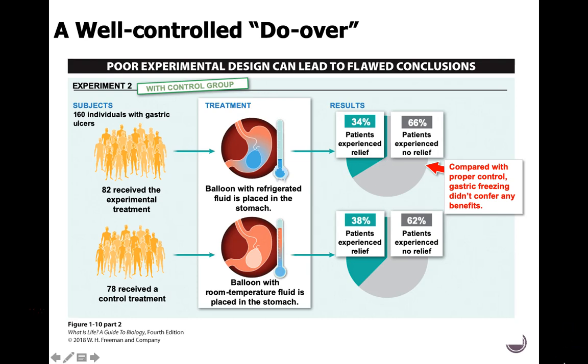So, that group of people, there's a lot of reasons they could have all been shown relief. They could have all had relief because they were expecting relief. This is called the placebo effect, and we'll talk about that in a few minutes. They were all expecting to be relieved, whereas probably these individuals didn't know what to expect. Maybe they didn't even know what treatment they were going to get. And so they didn't have this idea in their head that they would feel better. So this second experiment showed that this refrigerated fluid as treatment for gastric ulcers actually didn't really help.